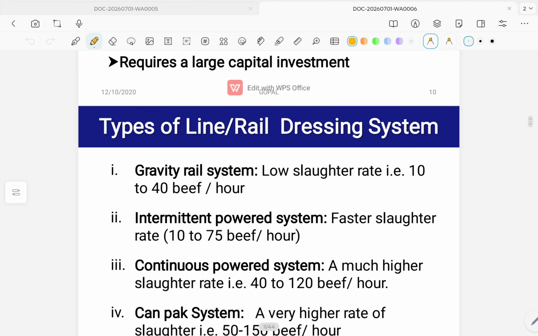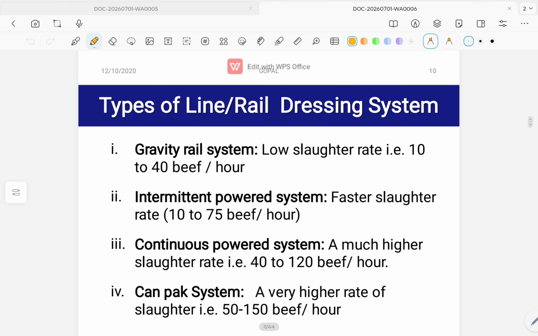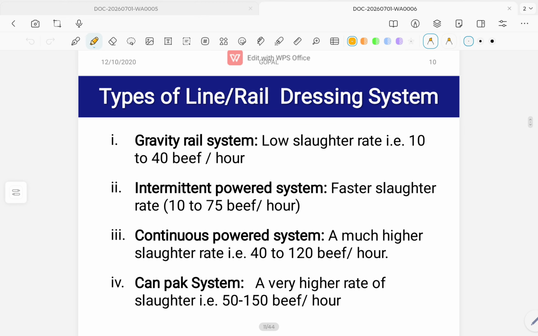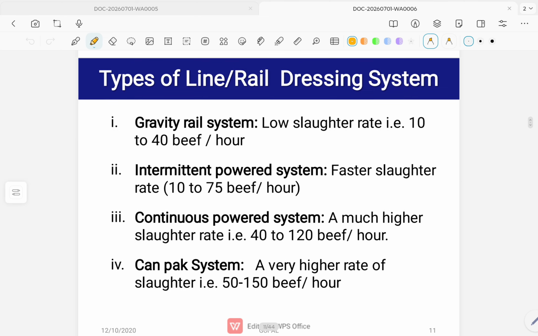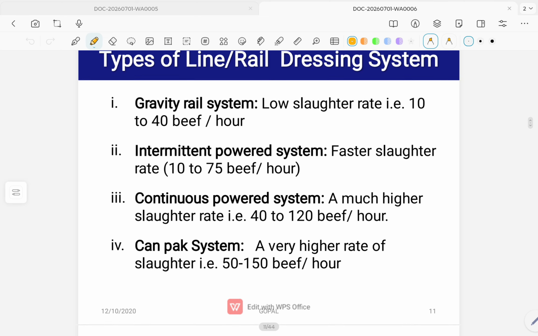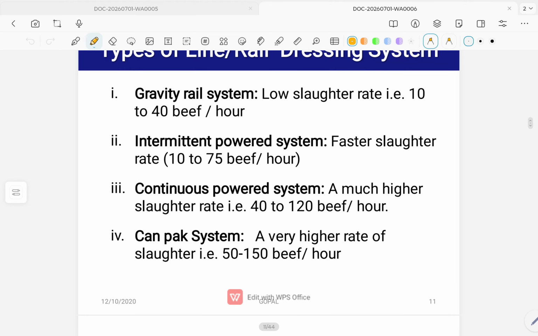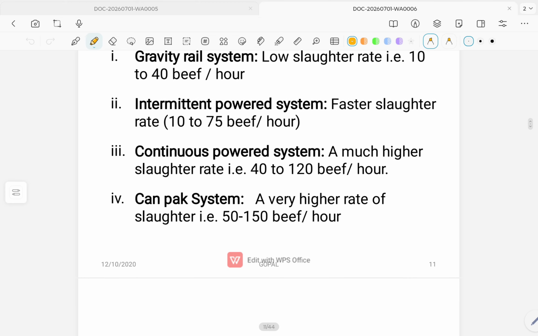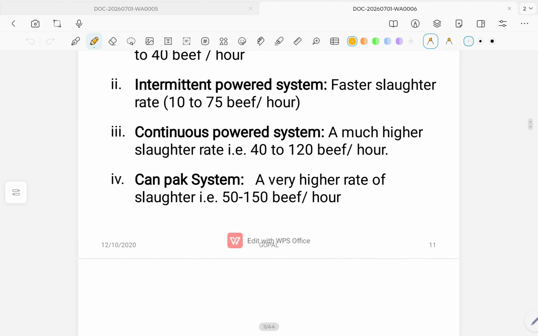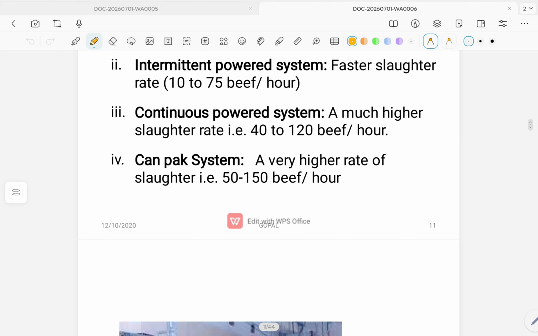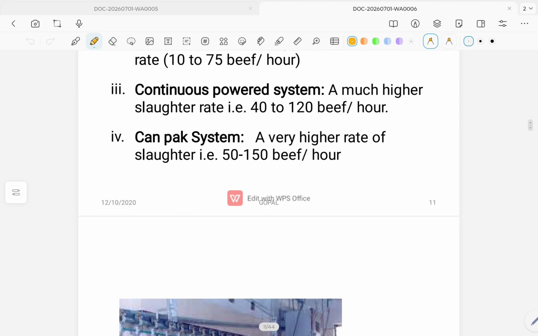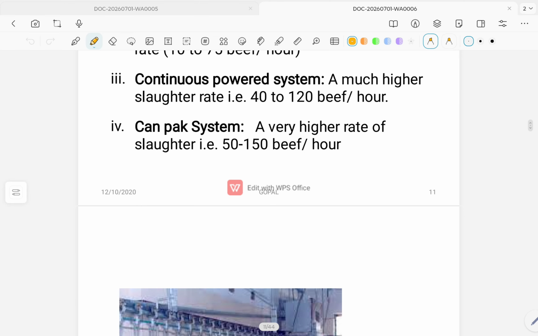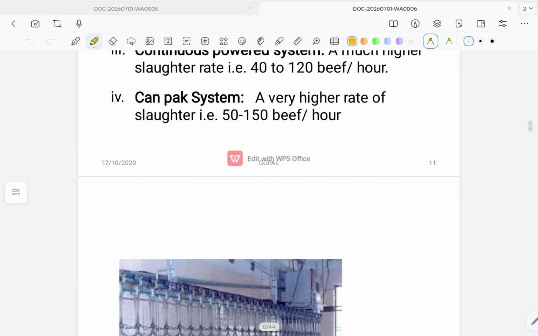Gravity rail system: low slaughtering rate, example 10 to 14 beef per hour. Intermittent powered system: faster slaughter rate, 10 to 75 beef per hour. Continuous powered system: a much higher slaughter rate, example 40 to 120 beef per hour. Can pack system: a very high rate of slaughter, example 50 to 150 beef per hour.